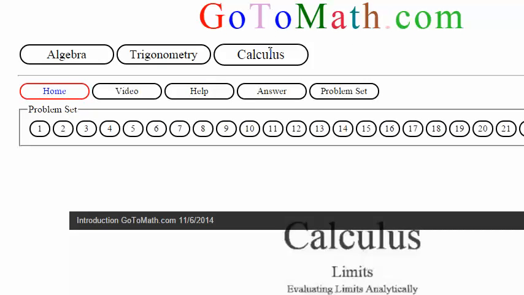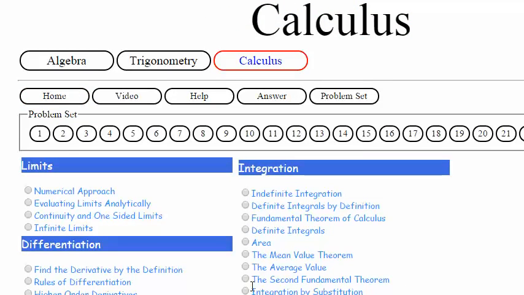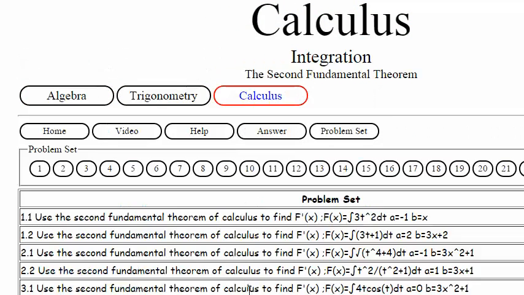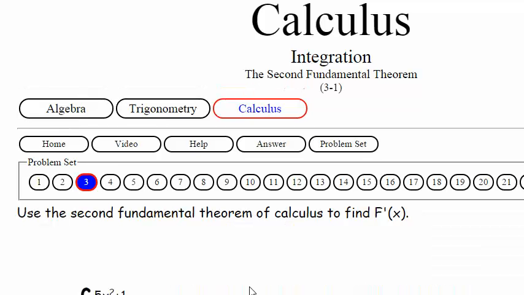Okay, we're here at go-to-math.com. Did I say we're at go-to-math.com? Hit the calculus button. Let's go down to second fundamental theorem, and we're doing 3.1.